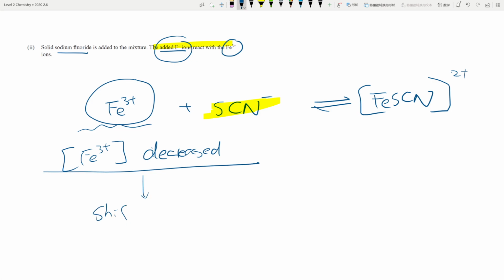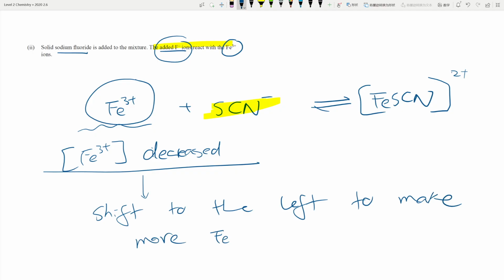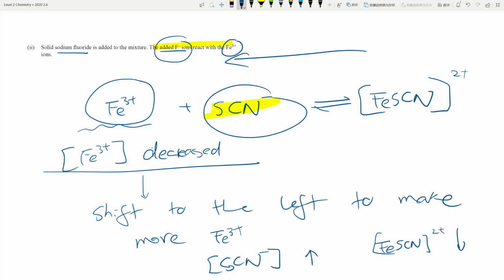It will shift to the left or favor the reverse reaction to make more Fe3+ ions, to replace them. So what does that mean? That means the SCN- concentration increases, and then the FeSCN2+ concentration decreases because you're shifting this way, so you make more of this guy.